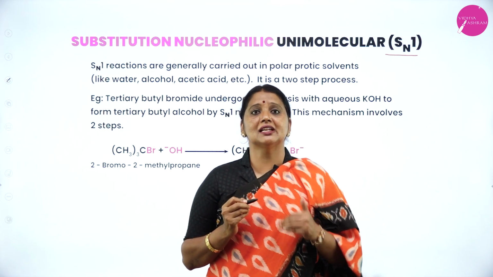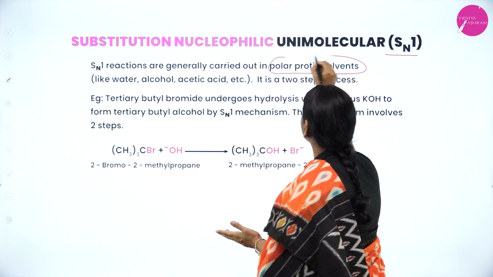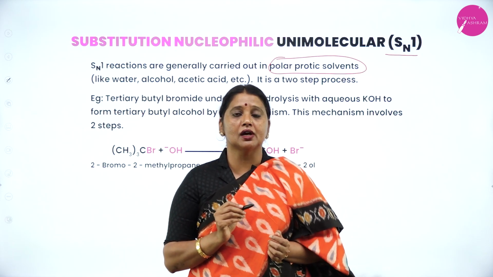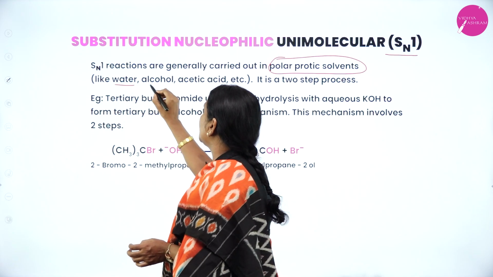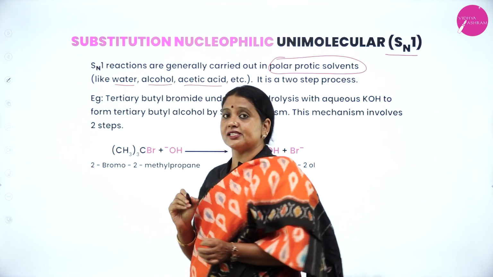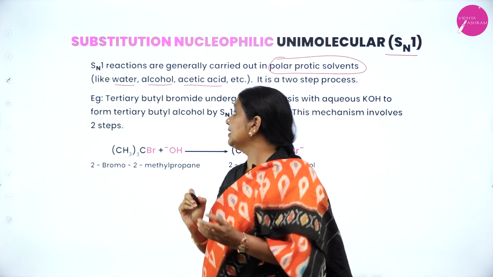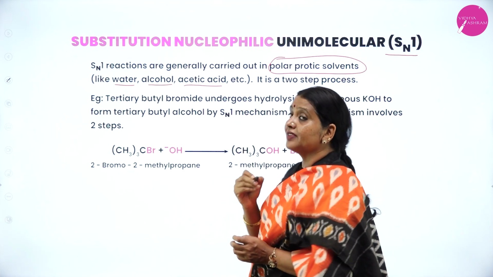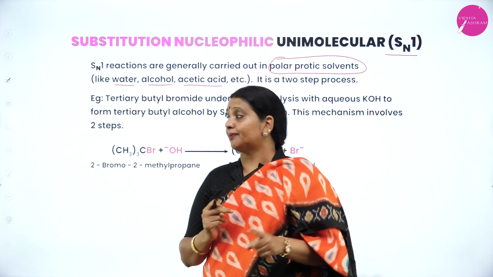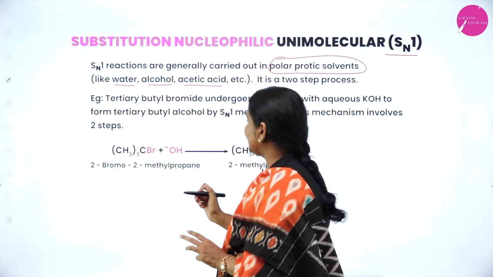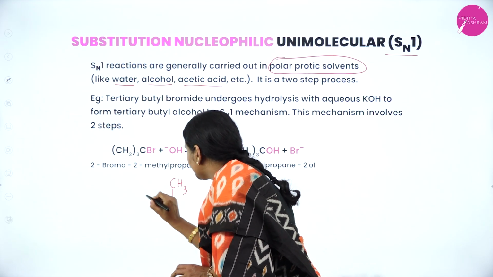SN1 mechanism generally takes place in the presence of polar protic solvents, like water, alcohol, acetic acid. This mechanism consists of two steps. It can be explained by taking an example of tertiary butyl bromide.